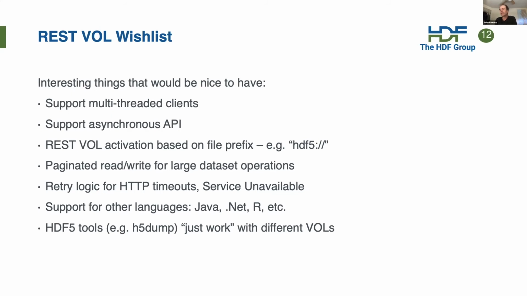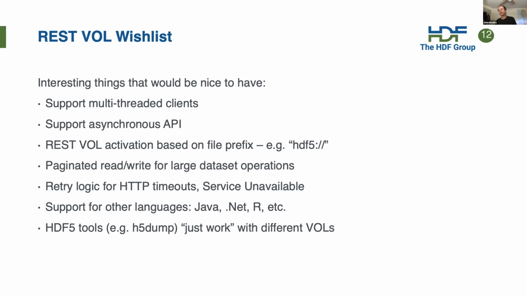Quincy mentioned the VOL can be activated based upon environment variables, and that's nice, but I would also like to see a scheme where the VOL is activated based upon a certain file prefix. So if you open a file, for example, that says HDF5://, that should be a clue to use the REST VOL as opposed to the native driver.